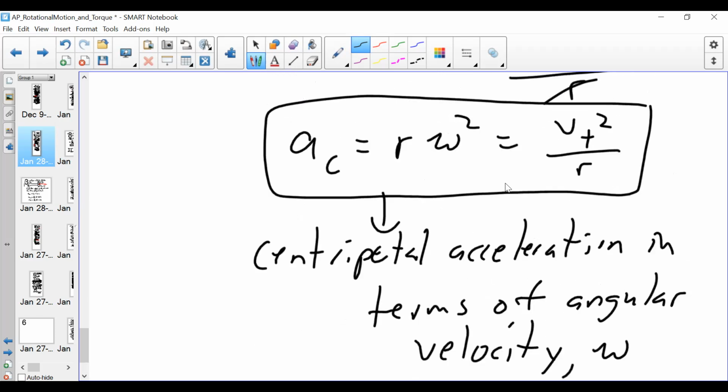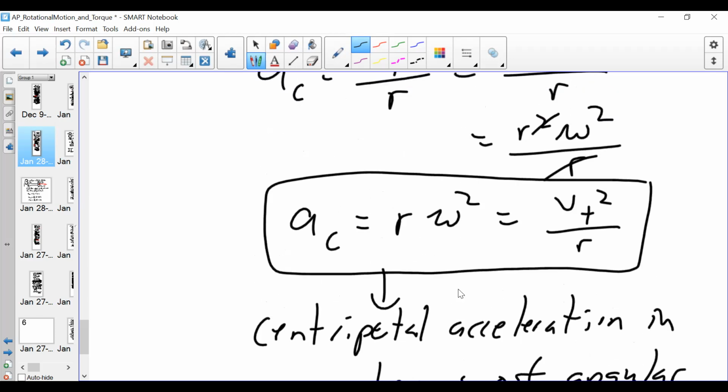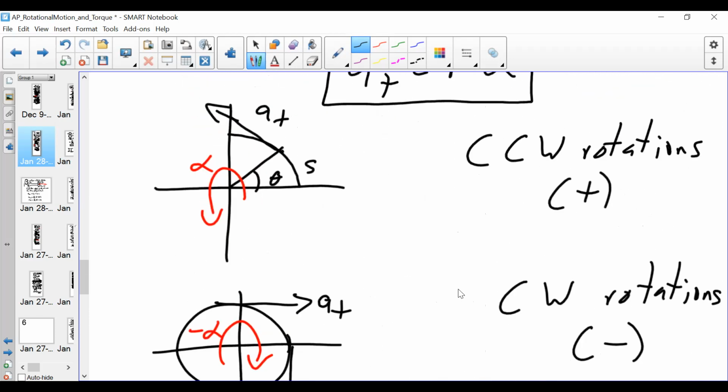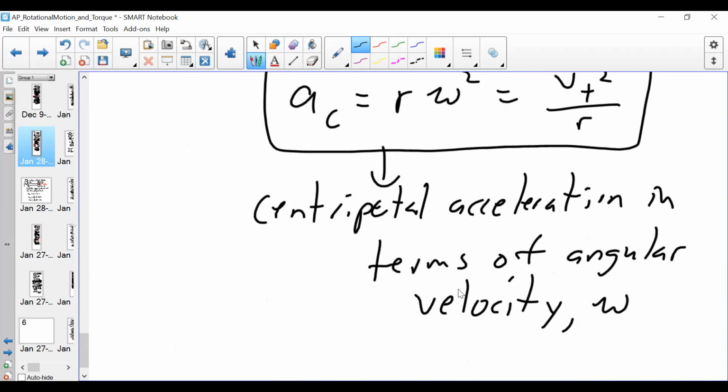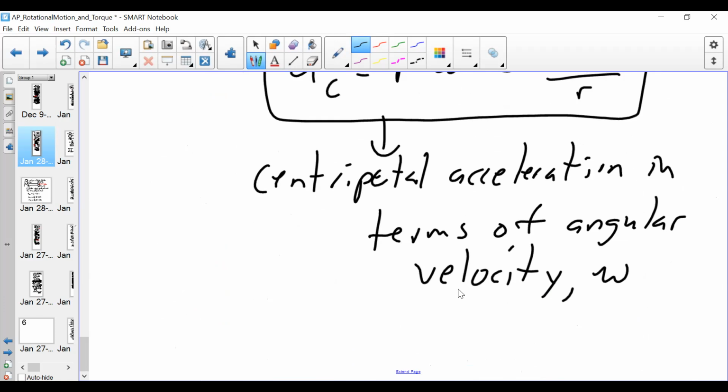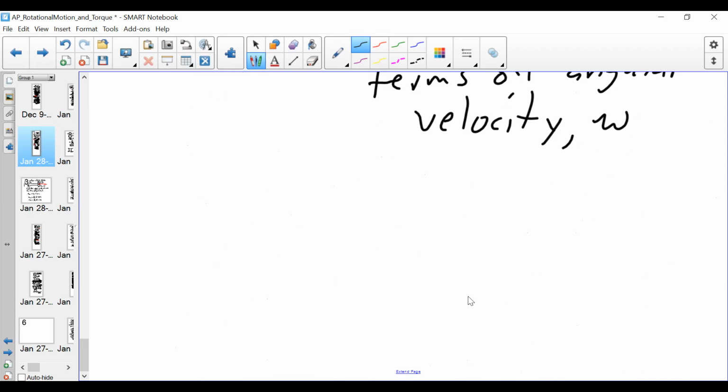Okay, and we know this form already, vt squared over r. So we define the counterclockwise rotations as positive and clockwise rotations as negative. There's something called the right-hand rule, where we can determine the actual directions of the angular quantities with respect to the plane of this page you're looking at. Let's talk about that for a second.